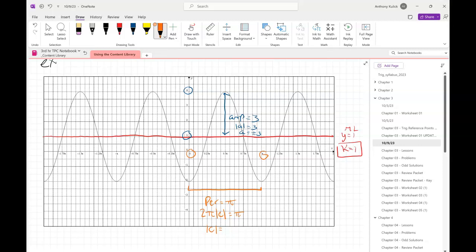So if I take pi and I divide it by 2 pi, I get a half. Yeah, you get that, right? It's just like you solve an equation. So c is going to be plus or minus a half.